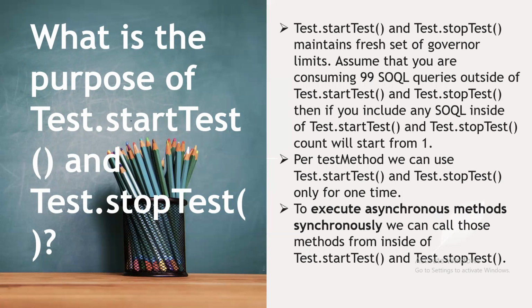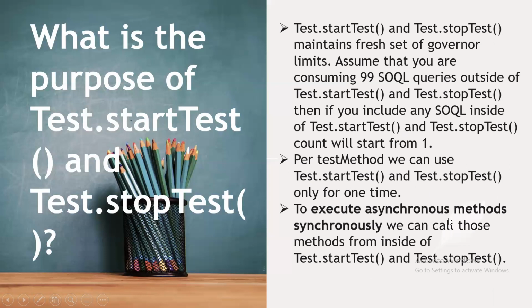Assume that you have consumed 99 SQL queries outside of the test class, right? So we need to use Test.startTest and Test.stopTest. Then if you include many SQL queries inside of this block, the count will start from 1. Usually it would count toward 99, but whenever we use these two methods, the count starts from 1. For a test method, we can use Test.startTest and Test.stopTest only one time.